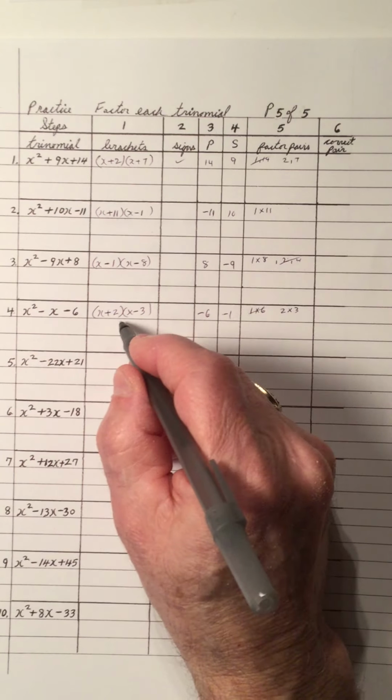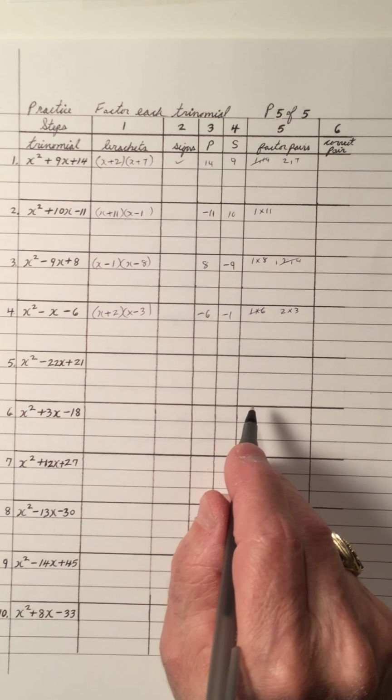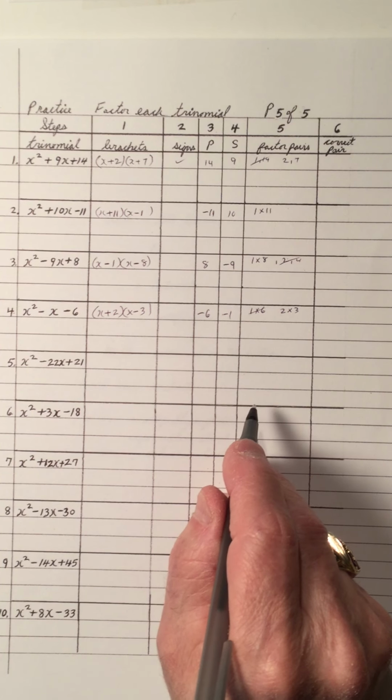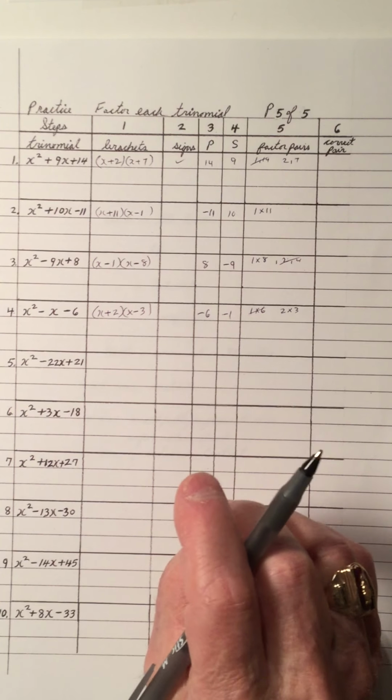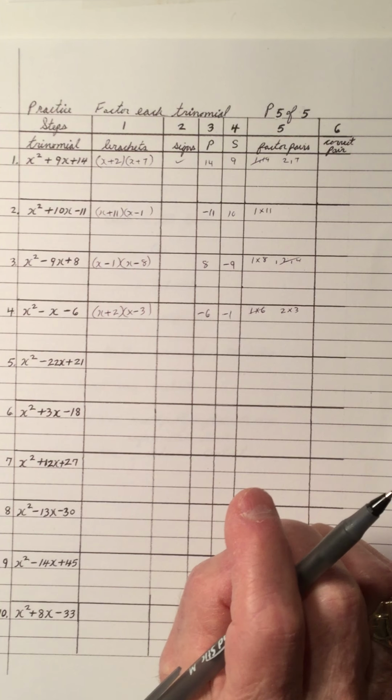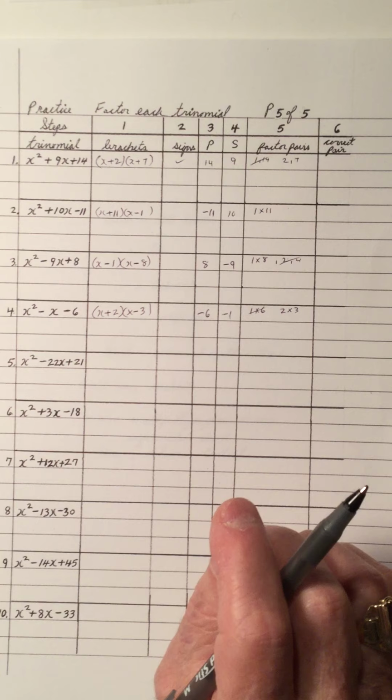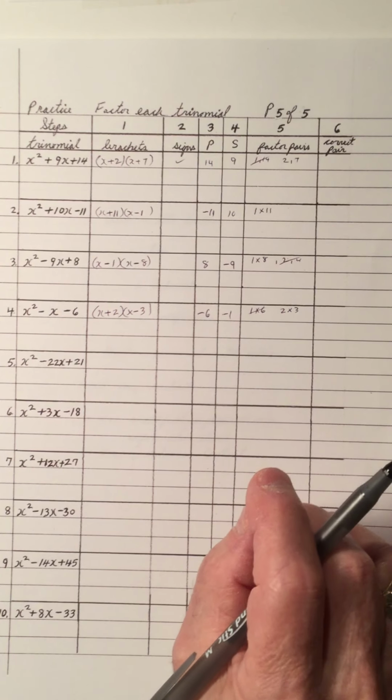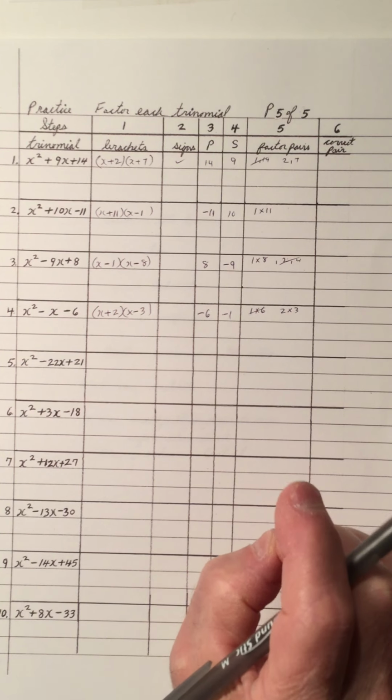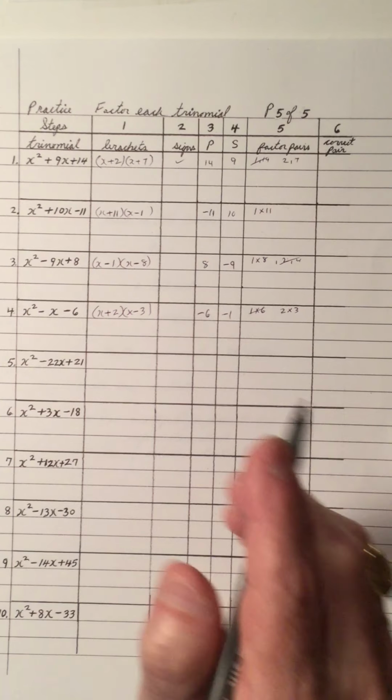Add: negative 1. Correct. So remember, if the signs are the same, the factors add up. If the signs differ, plus minus, then the factors subtract. Very important, fast way to do it.